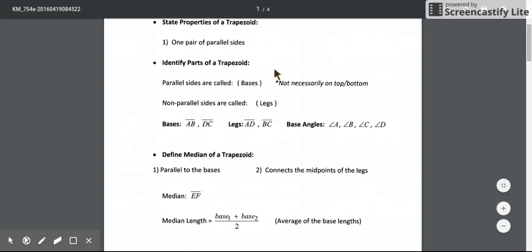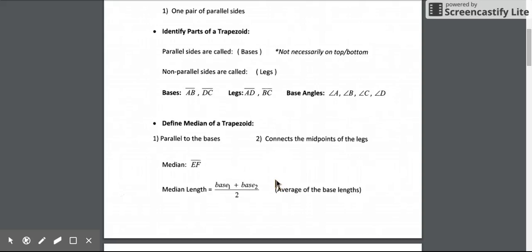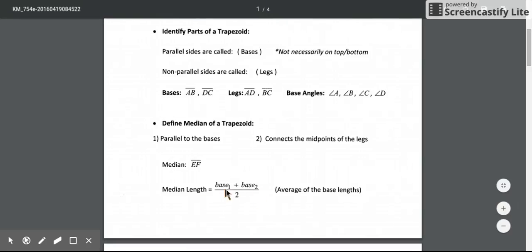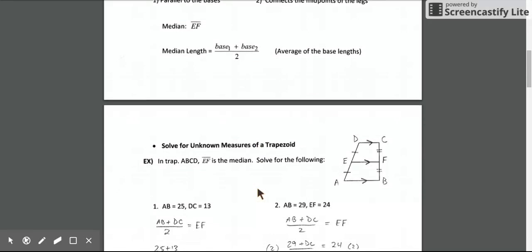There is a way to figure out the median length. It's just an average of your base lengths. And hopefully this formula looks really familiar. Way back when we talked about midpoints, we used a very similar formula where it was the sum of the endpoints divided by 2. The median length is the exact same formula, just in terms of bases. So sum of the bases divided by 2, or the average of the base lengths, is your median length. We'll use that to solve for some unknown measures.